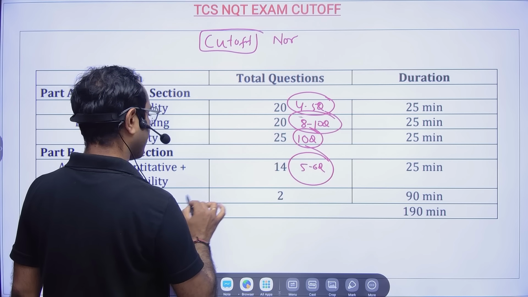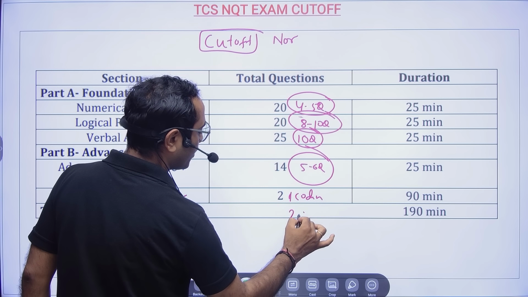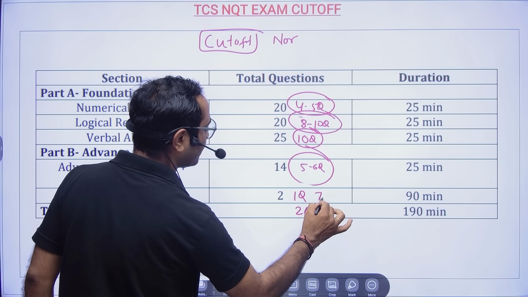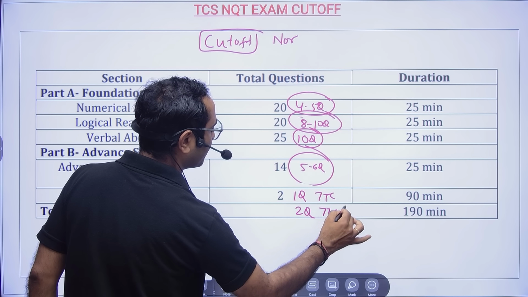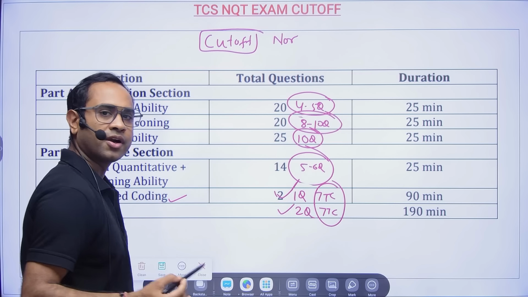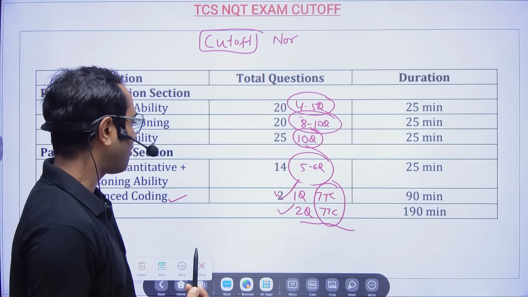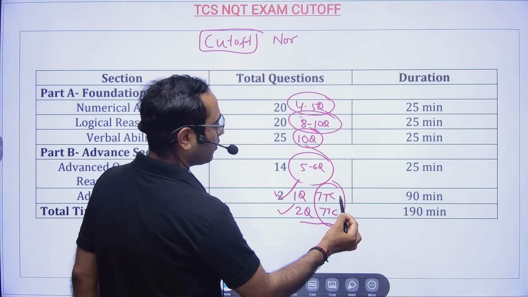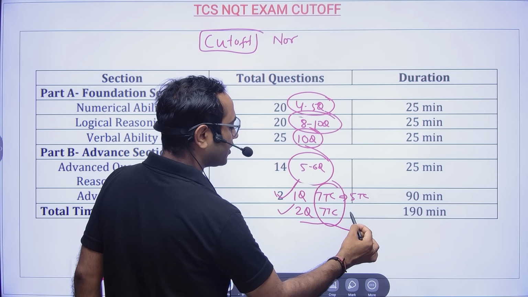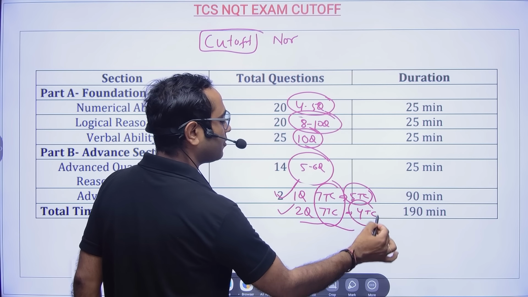In reasoning advanced, there are 2 coding questions. In one question there will be 7 test cases, in another there will be 7 test cases. If you do 1 coding question, then you will be called for the digital interview. If you do the second coding question, you will be called for the prime interview. Now friends, here there is a tweak: if you do 5 test cases here, or even 4 test cases here, still you will be called for digital, still you will be called for prime.